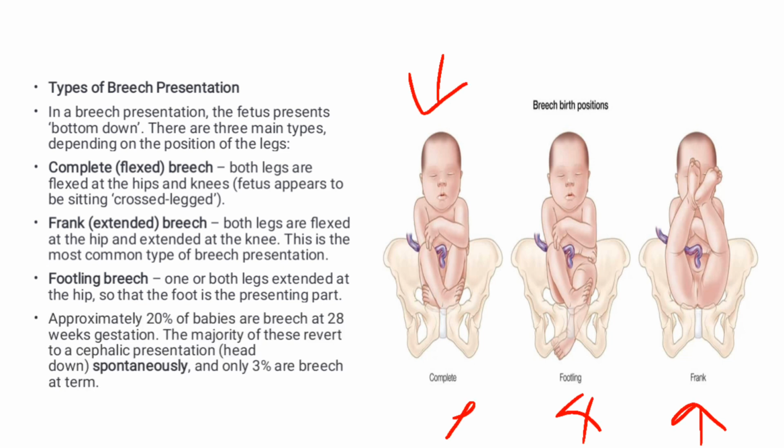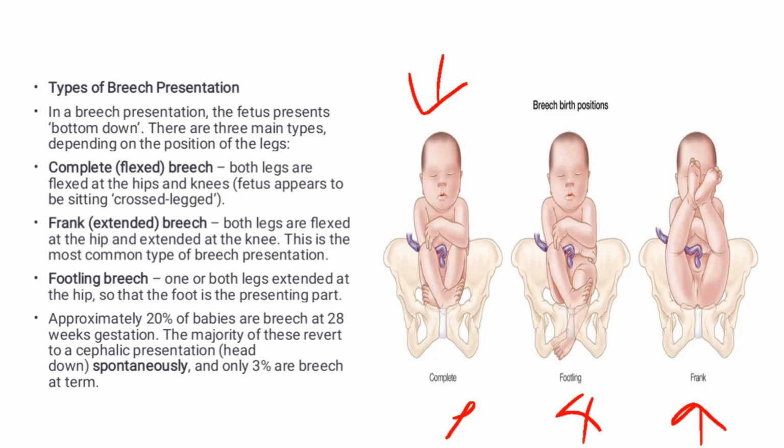Then approximately 20% of babies are breech at 28 weeks. The majority of these revert to a cephalic presentation, which is head down, spontaneously, and only 3% are breech at term. Okay, those are some of the things you have to know on the types of breech.